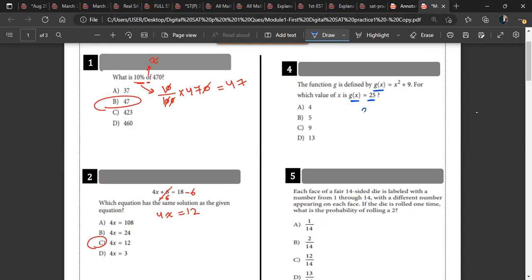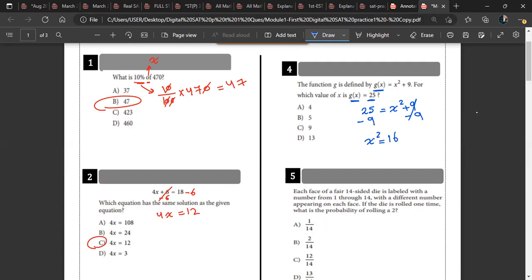You have 25 equals x squared plus 9. And he asks you about what? About x. You can solve directly. So here minus 9 from the right side, minus 9 from here. This is cancelled. So you have here x squared equals 16.